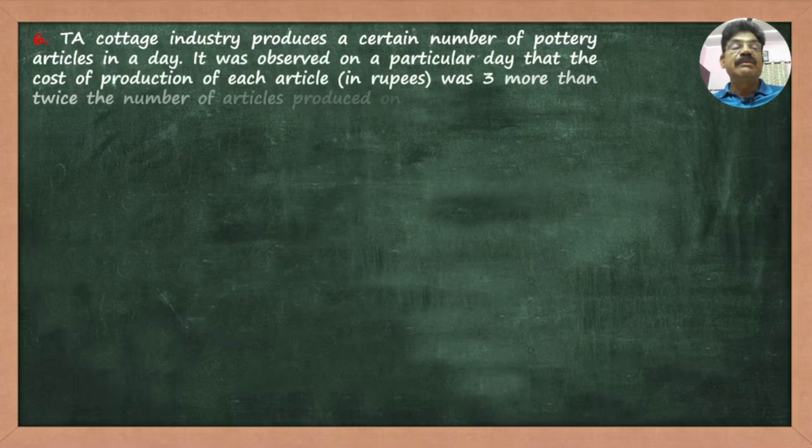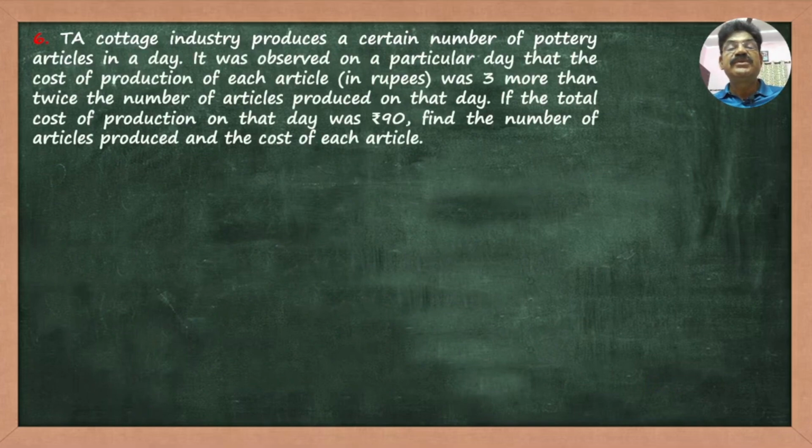Consider the last problem. A cottage industry produces a certain number of pottery articles in a day. It was observed on a particular day that the cost of production of each article was 3 more than twice the number of articles produced on that day. If the total cost of production on that day was rupees 90, find the number of articles produced and the cost of each article. Find the number of articles produced.